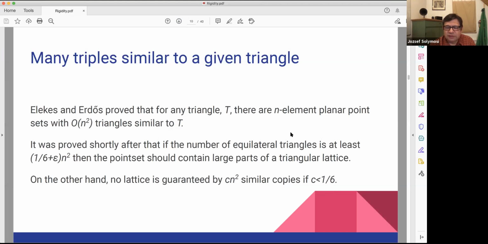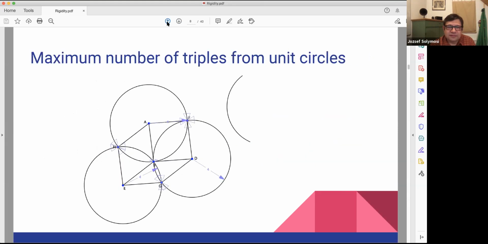Can I stop you for a second, Jozsef? Yes. Can you go back to the slide where you had the circles and you mentioned that you had a problem there? Could you just state that problem again? Yes, you said you had a problem there that you want an answer to. What is the maximum number of triples from unit circles on n endpoints? The one sentence which is missing is "from n endpoints." Otherwise, the title itself.